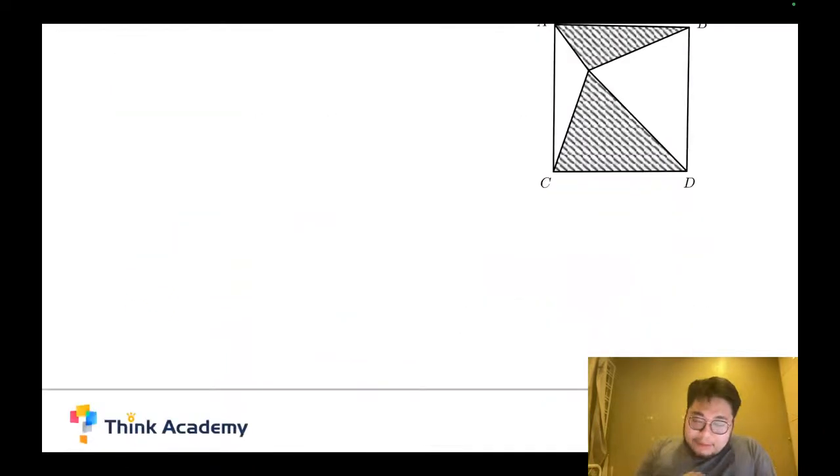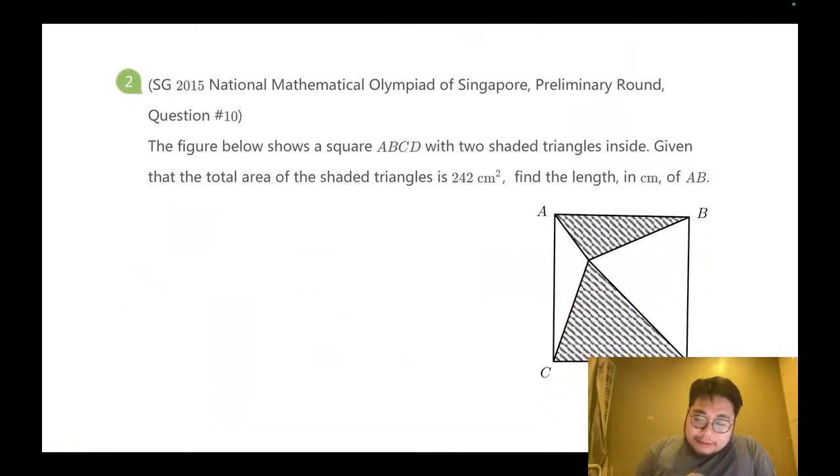Okay, so now let's look at the next one. If the total shaded area is 2,242, can we find out the length of this square AB? Okay, so actually it's also easy. So this is a random point, right?